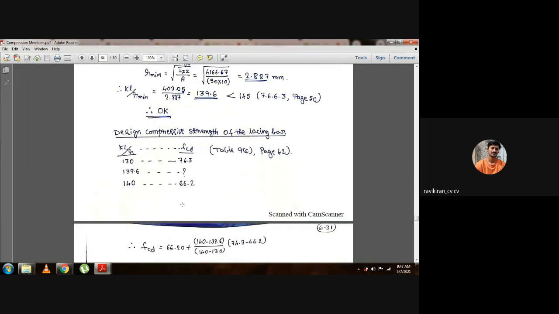Once you got KL by r, that is slenderness ratio value, let us go with the fcd value. Because it is an angle or built up member, go with buckling class C, and go with table 9C of page 42. So for 130 in the yield strength column, you will get fcd value as 74.3. For 140, you will get 66.2. But we wanted 139.6. After interpolating, you get fcd value as 66.52 Newton per mm square.